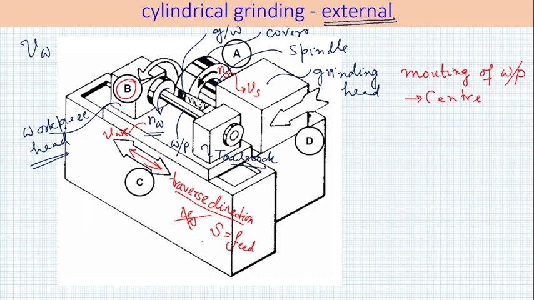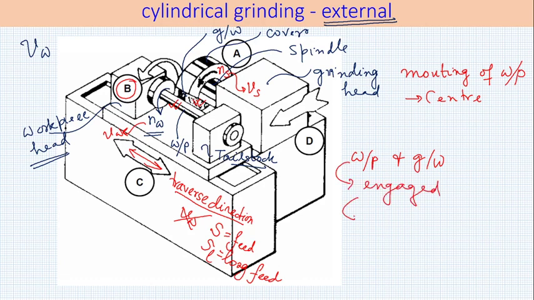As it is longitudinal grinding, we will call it LS, the longitudinal feed. So that's what we will do. There is one more thing. No grinding can be possible if the workpiece and the grinding wheel are not engaged. The workpiece and the grinding wheel have to be engaged.